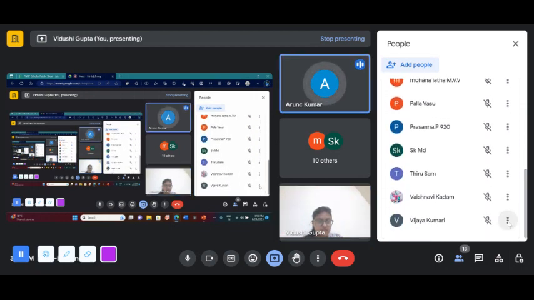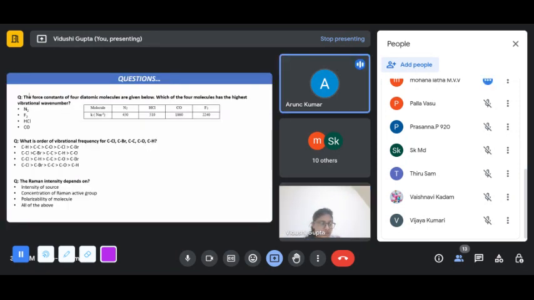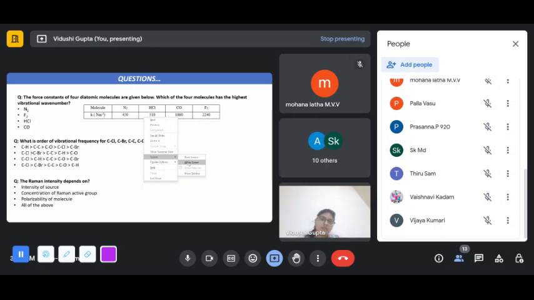Vaishnav, 1.27 for N2. For N2, what will it be? 1.7 into 10 power minus 27. Okay, and for HCl, CO, F2.